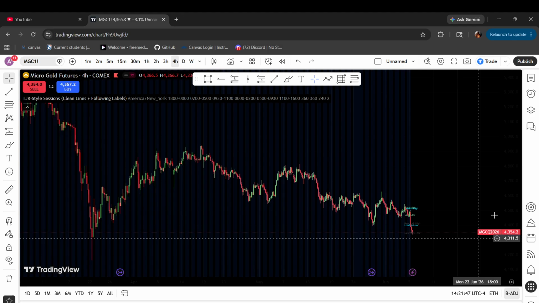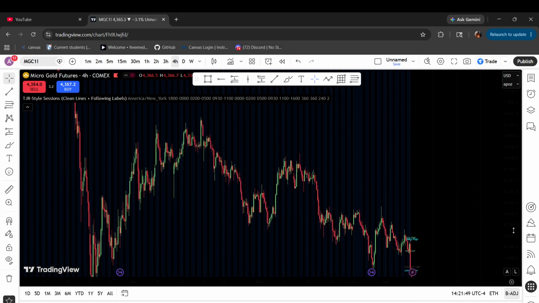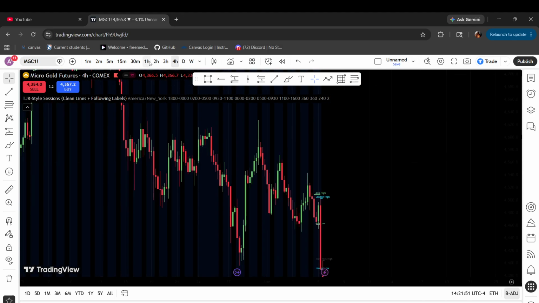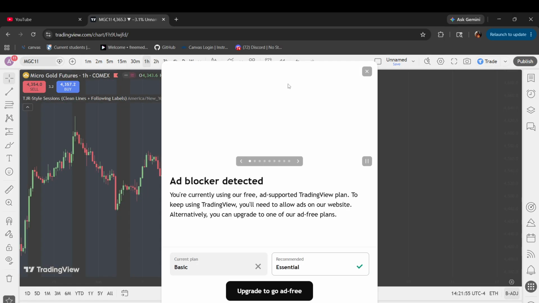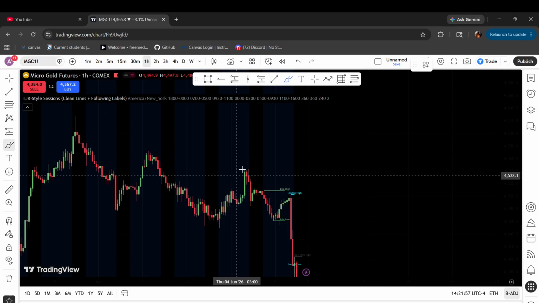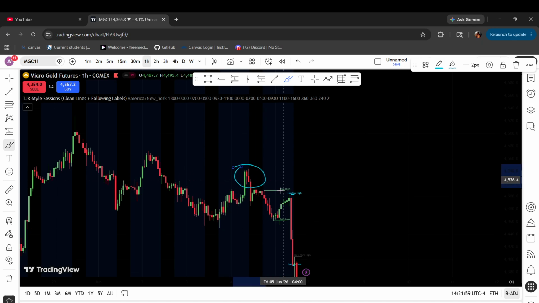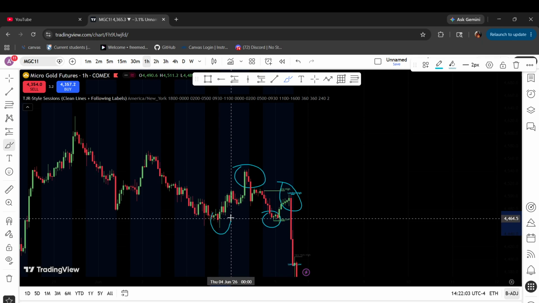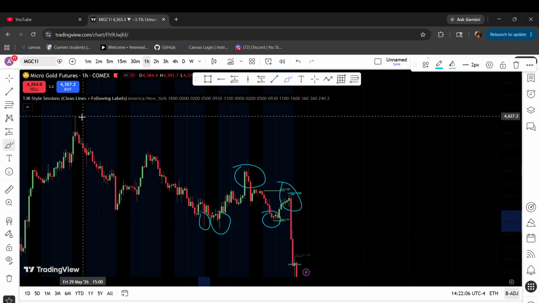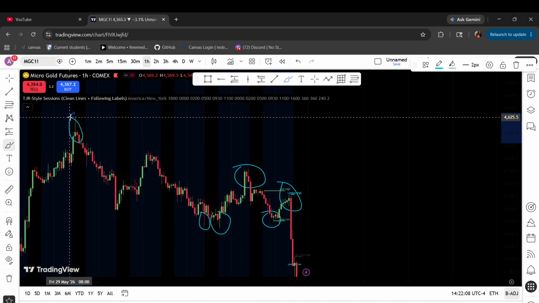So step one, you want to find out where liquidity is sitting. So you want to mark out highs and lows on the 1 hour time frame. So let's mark them out. So let's mark some liquidity zones. That's liquidity. That is liquidity. This is liquidity. This is a major point of liquidity.